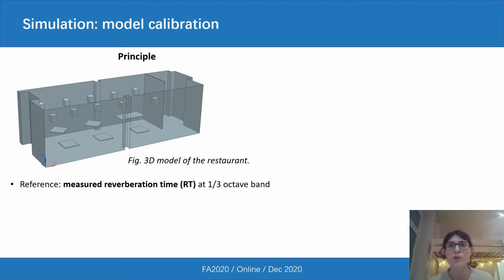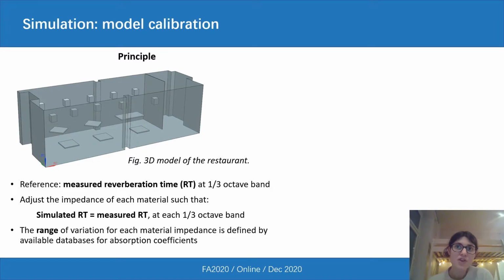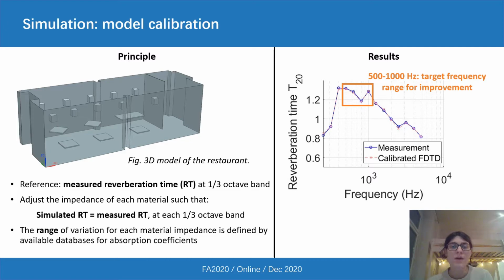More specifically, the calibration process consisted of adjusting the surface impedance of the materials constituting the room such that it corresponded to the measured reverberation time at each third octave band. The range of the variation for each material impedance was defined by available databases for absorption coefficients such that the calibrated values were realistic. After calibration, the reverberation time in the digital twin was the same as the measured one. Dimensions, target frequencies, and impedance were then provided as input for the optimization of the metamaterial design.